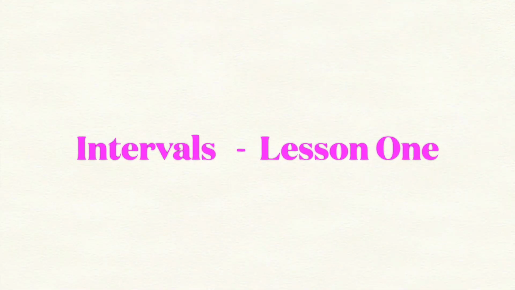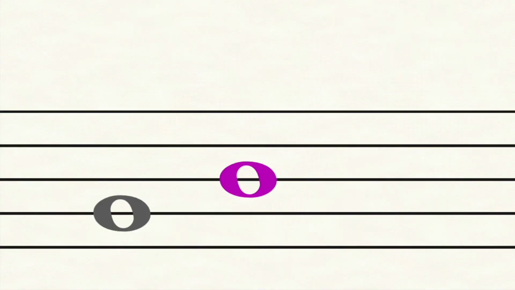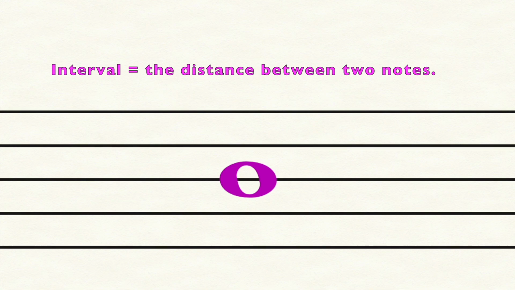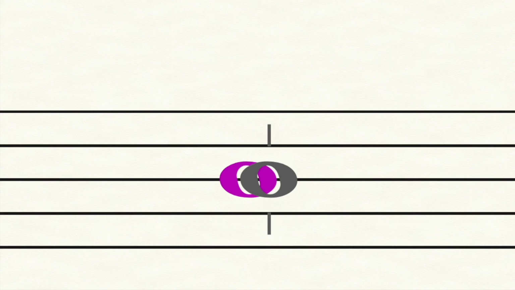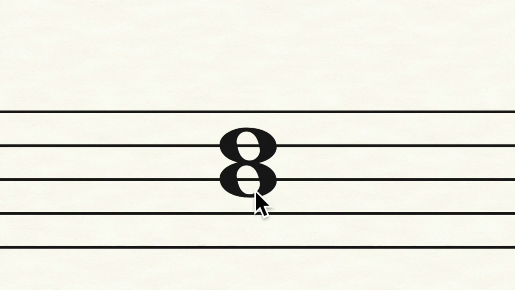An interval can be defined as the distance between two notes. If we place a note on the staff, and we place another note on the staff, the way we determine the interval is just to count lines and spaces. 1, 2, 3. So this interval is a third.